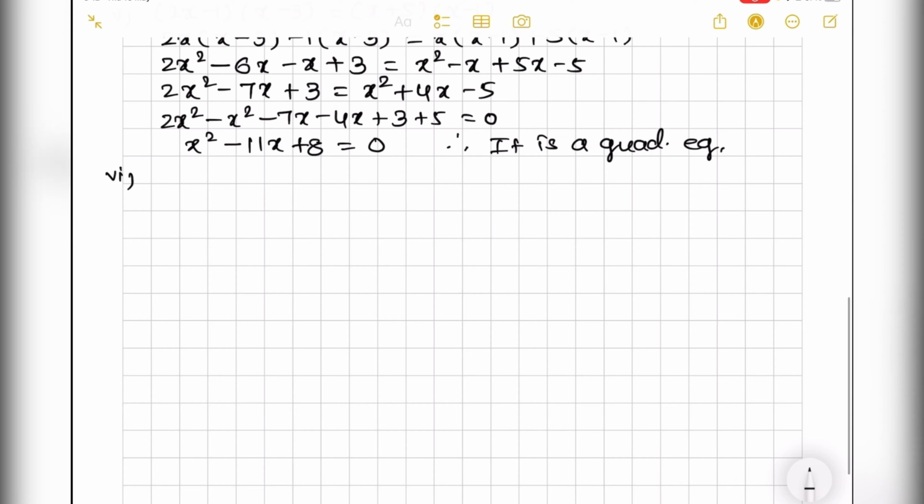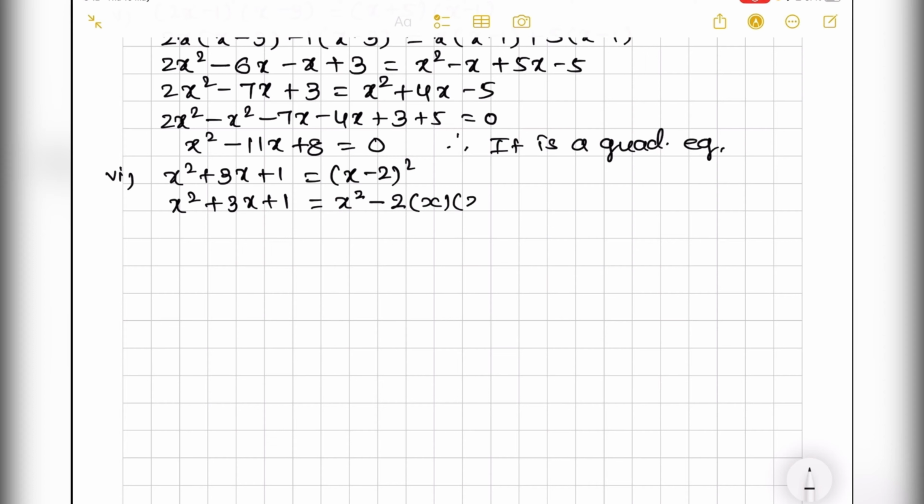Then sixth one is x square plus 3x plus 1 equal to (x minus 2) whole square. So again I am using the same technique. On the left hand side I am keeping as it is. On the right hand side I am using (a minus b) whole square. So this will be a square minus 2 into a into b plus b square. I have used the formula (a minus b) whole square equal to a square minus 2ab plus b square.